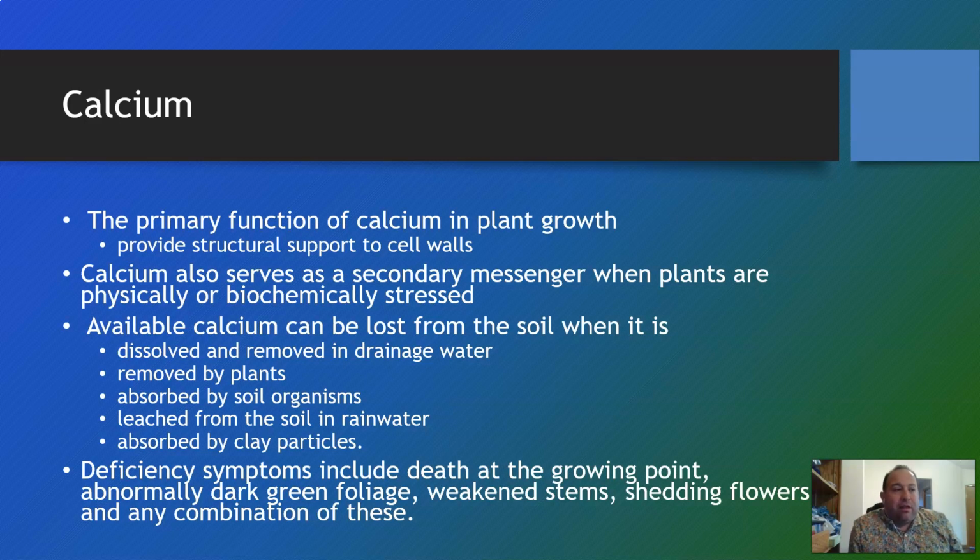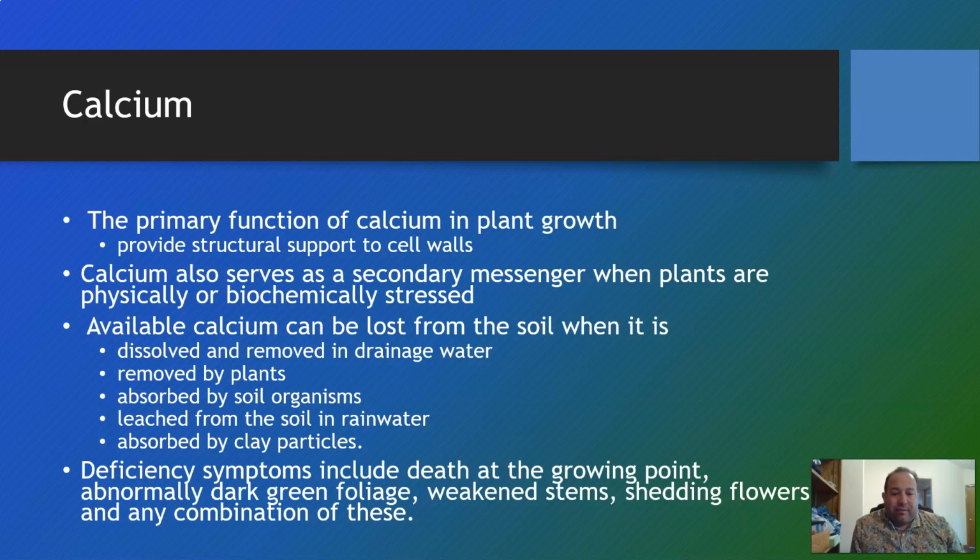So how do we lose calcium? You can lose it when it's dissolved and removed in drainage water. Plants can use it up. Soil organisms can use it up. It can be leached through rainwater, and then also used up by the clay particles.